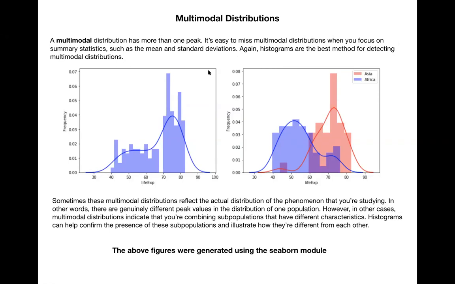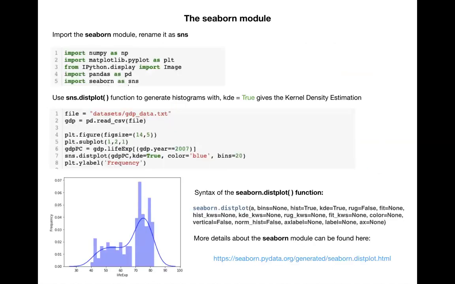Sometimes these multimodal distributions reflect the actual distribution of the phenomena that you're studying. In other words, the different peaks correspond to different populations, and if you're using a single value, you'll be missing one. Here you can see one peak for Asia and the other peak for Africa. These figures are generated automatically by the Seaborn module, and we're going to take a look at how to use it.